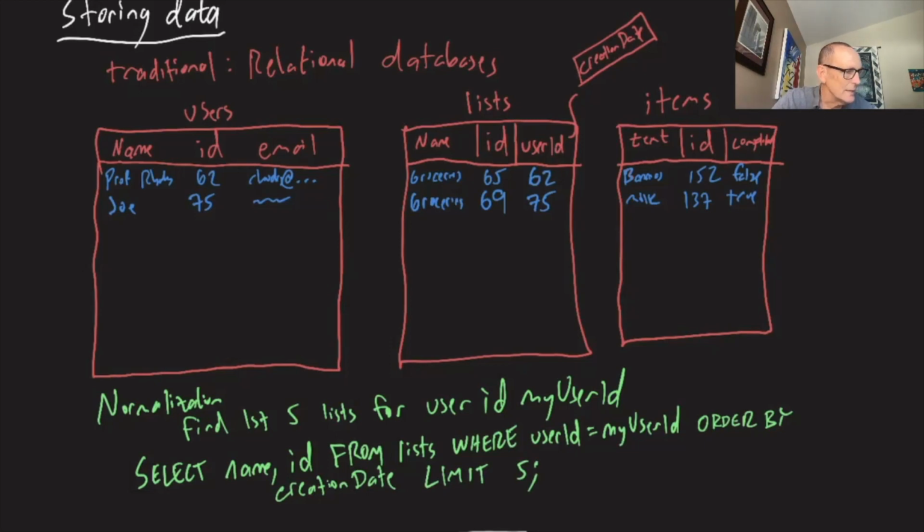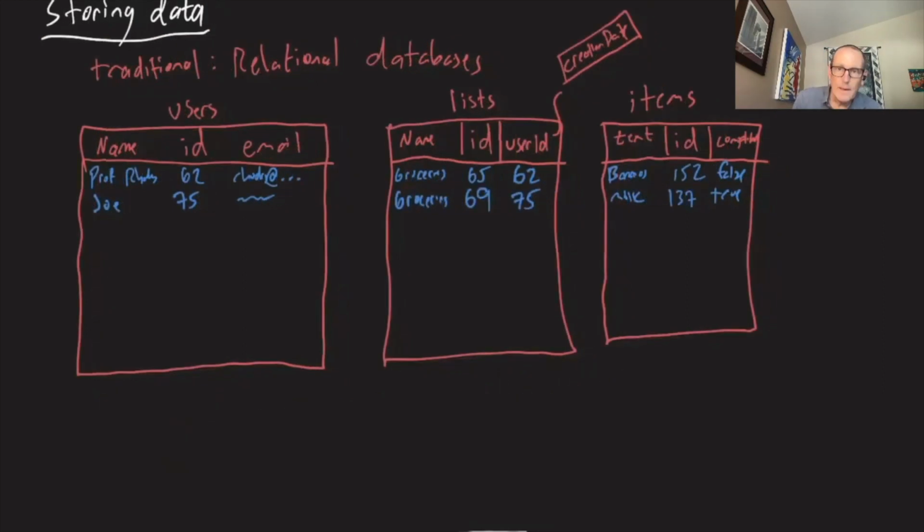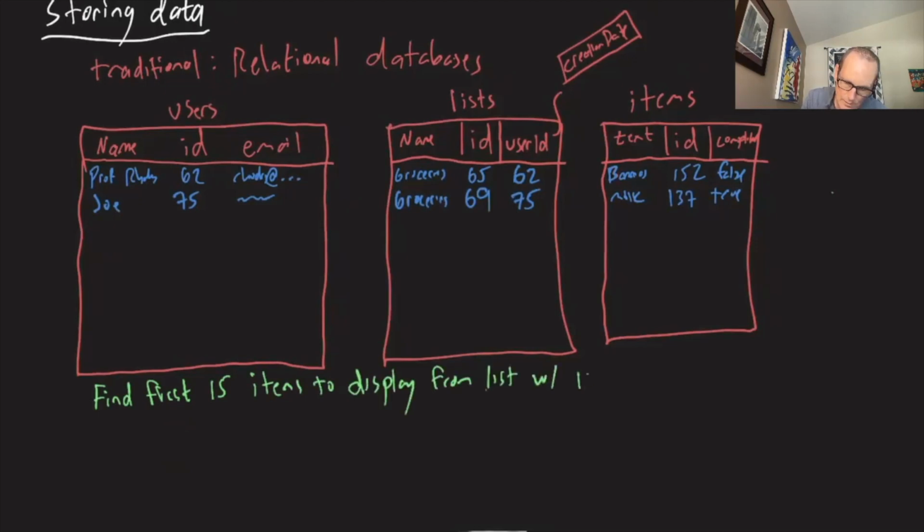We can look at a more complicated example. So let's go ahead and do that. All right, so let's look at a different example. Here what we're going to do is find the first 15 items from the list with ID, list ID.